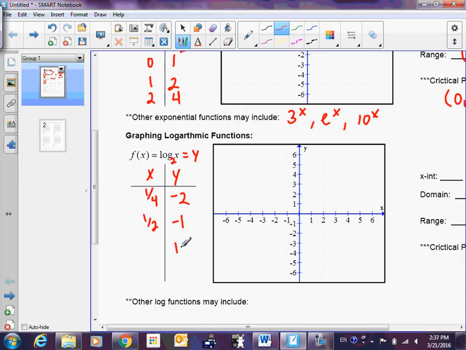Okay, if x is 1, 2 to what power equals 1? Whoops, that's not what I meant to say. I keep getting mixed up myself, y'all. That's Monday for you.